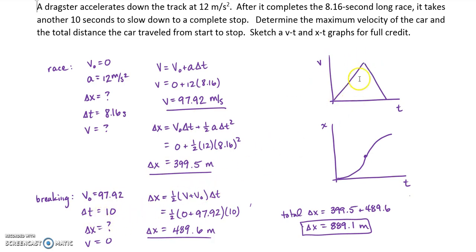And then I said, well, the time was 10 seconds to come to a stop. So my final velocity was 0. I'm looking for displacement. This time I got to use the 1/2 equation, or again, area of a triangle. And when you do that, you get another 489.6 meters. So if you want to figure out the total distance, you have to add the racing distance to the stopping distance, and you'll get 889.1 meters total.